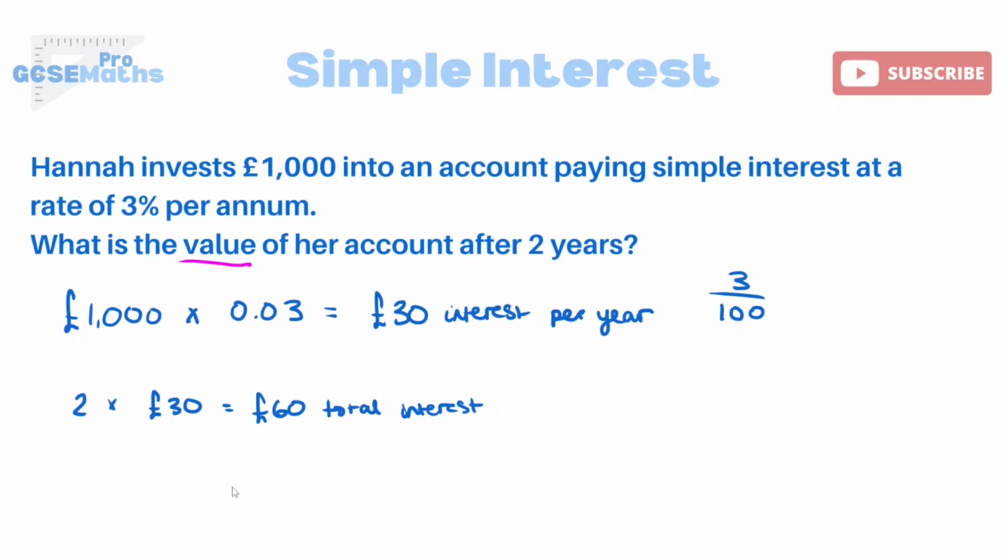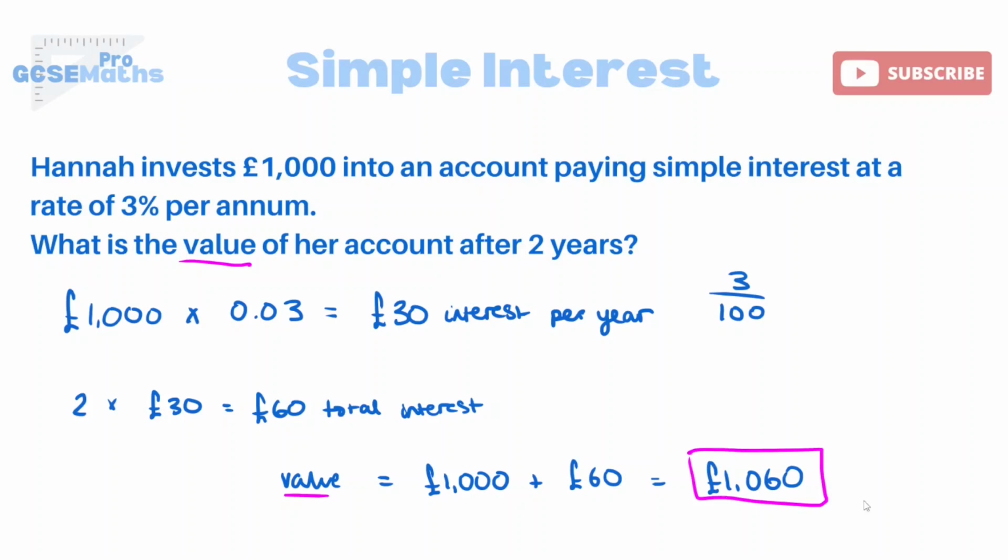So to find the value, we do her initial £1,000 that she had already put in the account, plus all the interest she's earned, which is £1,060. So in this case, the answer is 1,060. Sometimes the answer might just be the £60 interest. You have to check the question well.